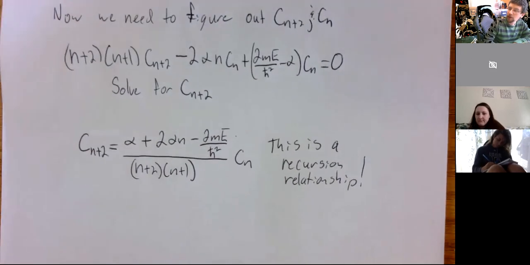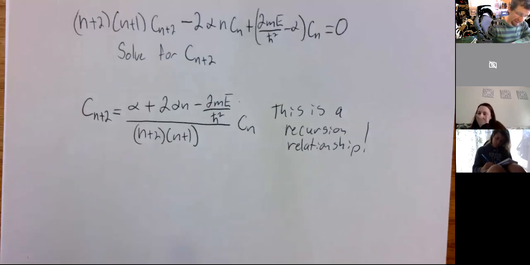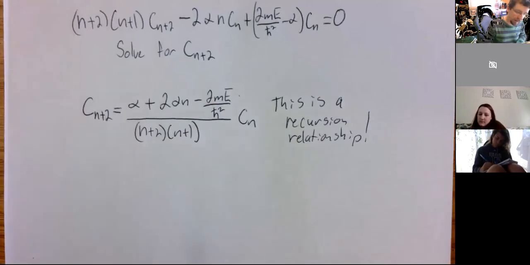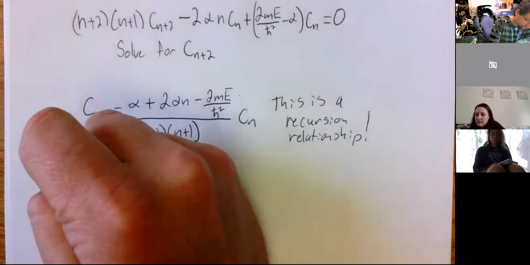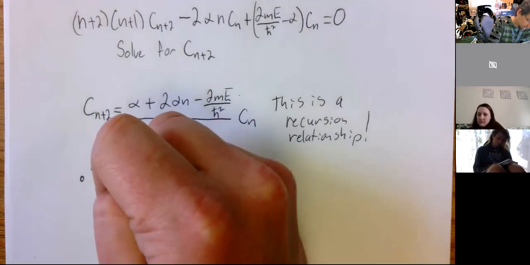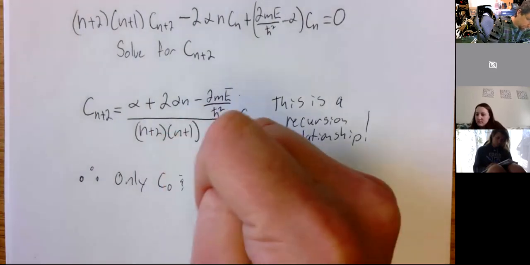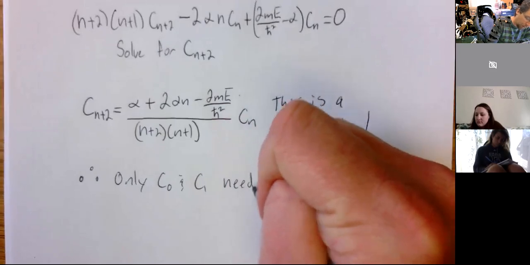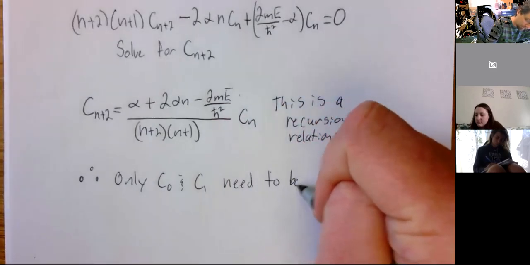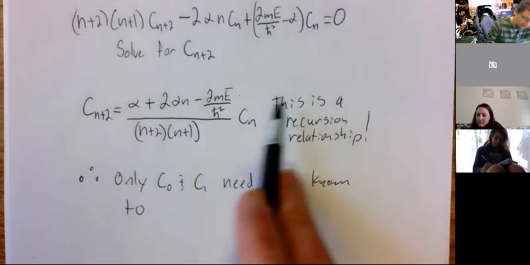Okay, and the cool thing about this function, or what I think is cool about it, is that it follows rules based upon if the coefficients are even or if they're odd. So therefore, this expression right here, only C0 and C1 need to be known to get any of these Cn's.